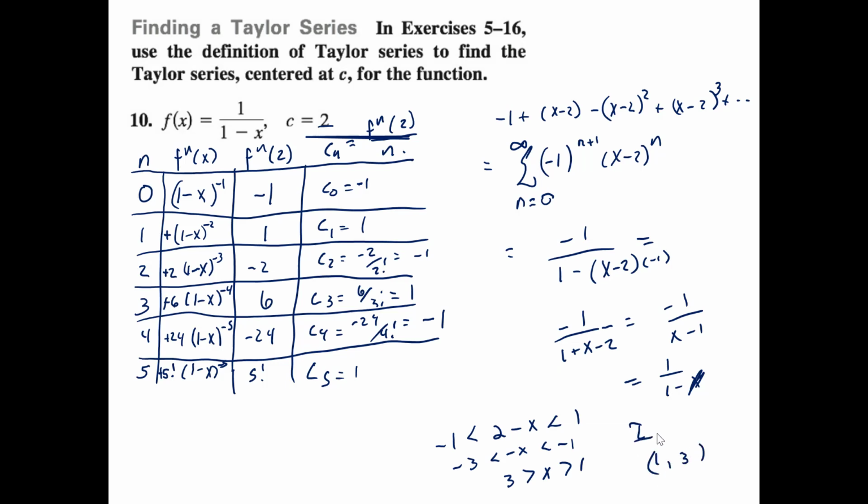And that's your interval of convergence. No need to use the ratio test here. This is a geometric series, and so then you can get the interval of convergence because your common ratio needs to be between negative 1 and 1.